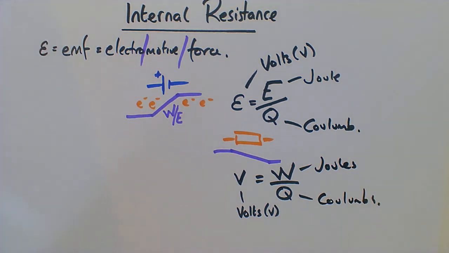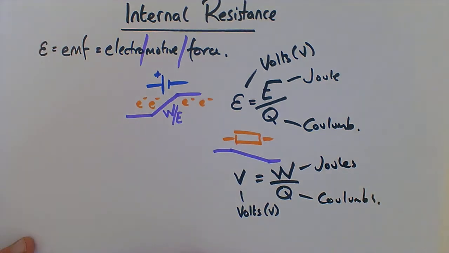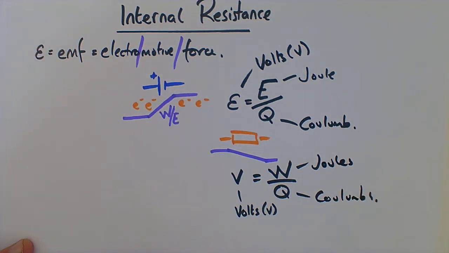Alright, so it's all about energy. Physics is all about energy. That's EMF then. Alright, so it's the energy transferred per unit charge, or the energy gained, produced per unit charge, right? And that's EMF, right? Okay, so that's that bit done. Let's get on to this thing we call internal resistance.